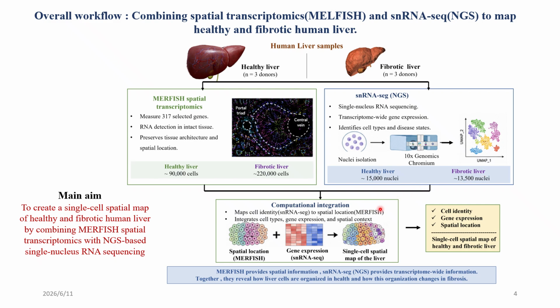Then the authors performed computational integration. MERFISH contributed the spatial location and single nucleus RNA sequencing contributed broad gene expression information. So the final output was the single cell spatial map of healthy and fibrotic liver, combining cell identity, gene expression and spatial location.